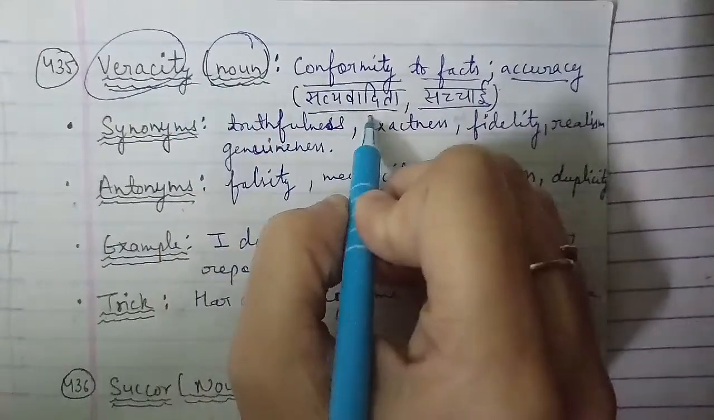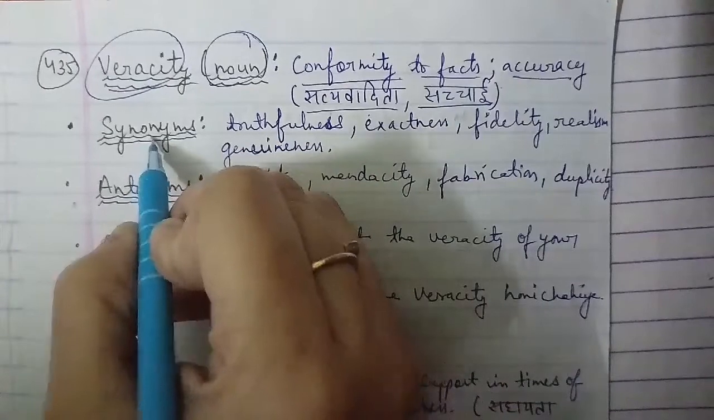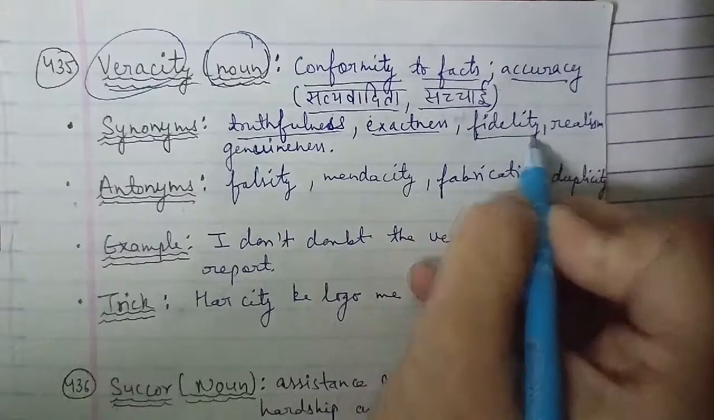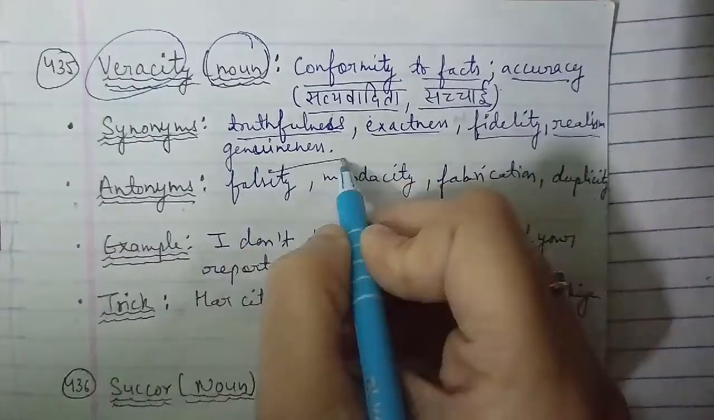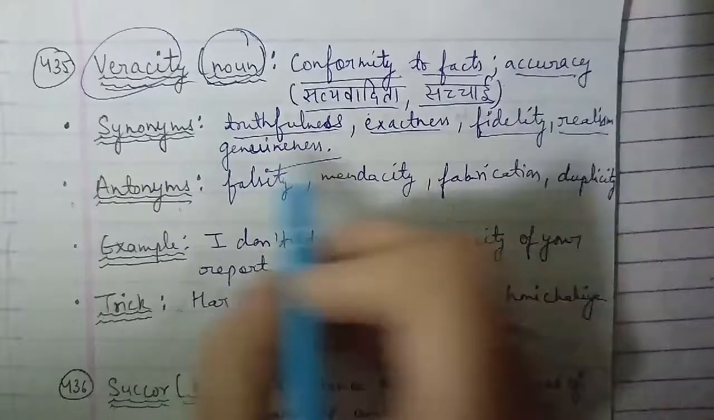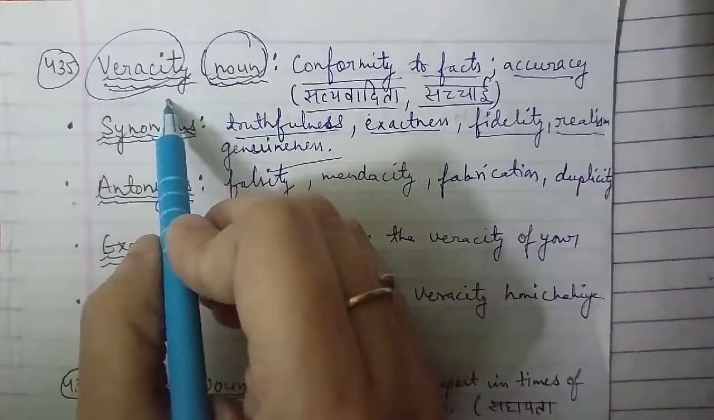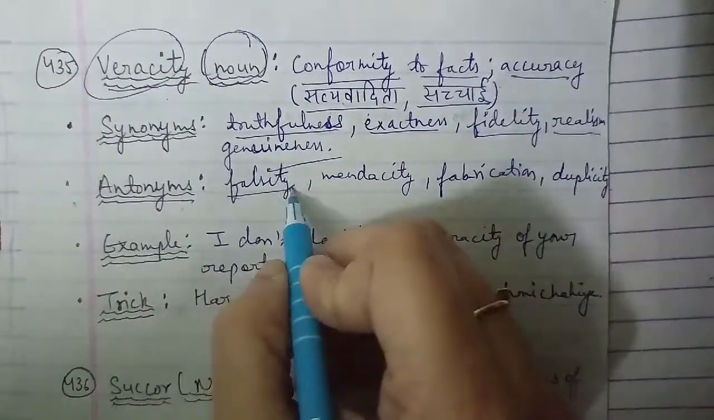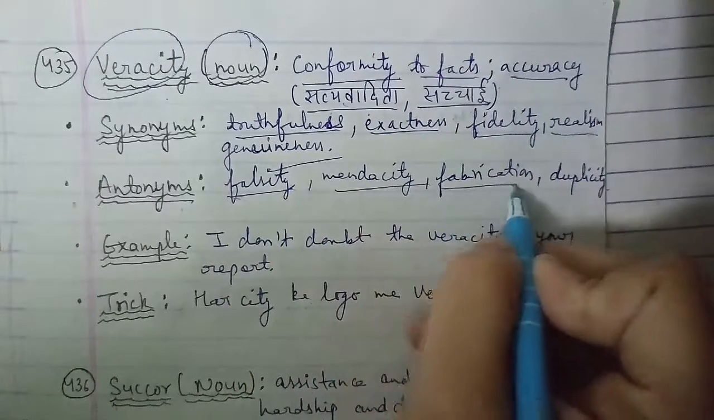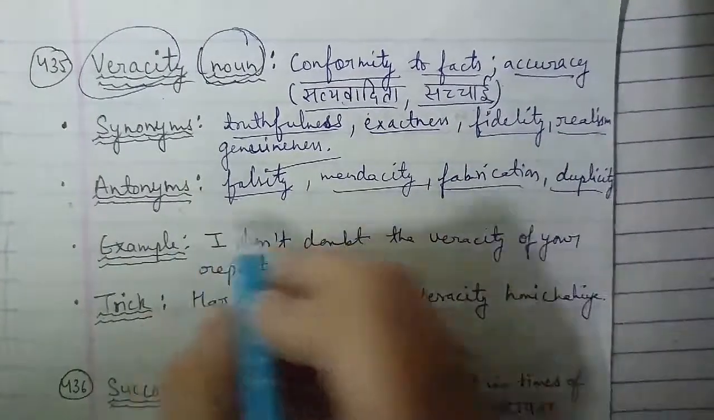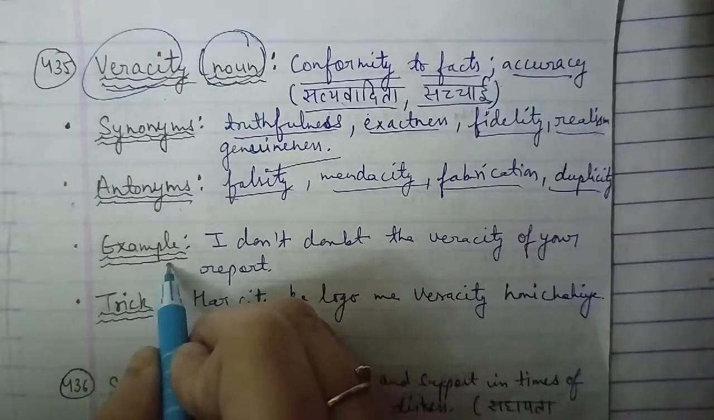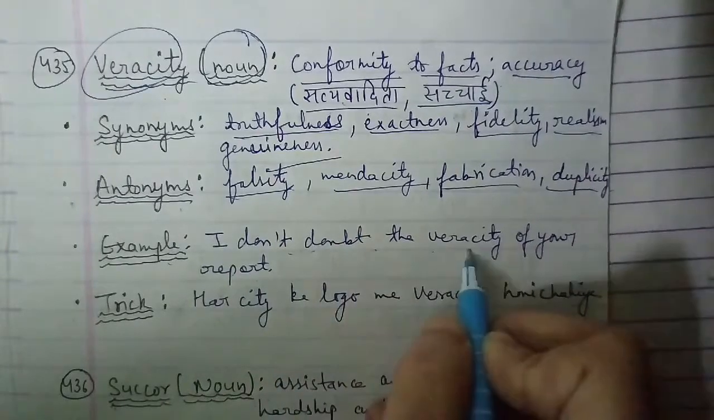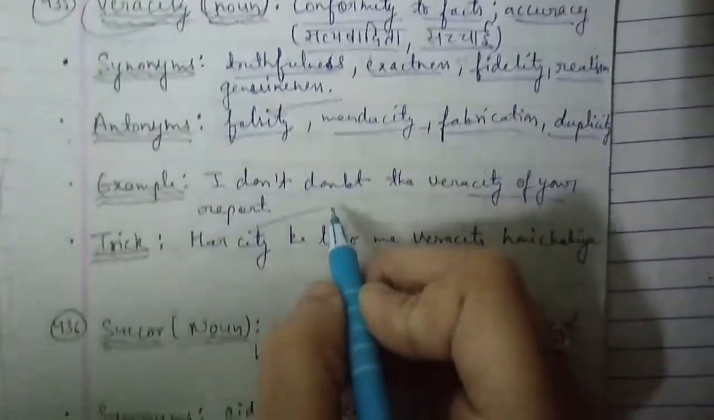When you are assisting someone, you are supporting someone in the time of hardship and distress, that is sahayata karna. You are helping someone, so helping की जगह पे you can use the word succor there. The synonyms of succor are aid, assistance, support, relief, backing, ease. So these were the words used as the synonyms of succor. As you can see here, the antonyms of succor are obstruction, hindrance, difficulty, and burden. These were the 4 antonyms of succor here.